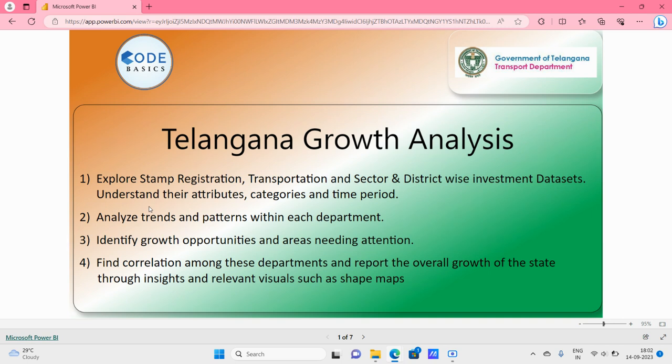So, from this, we can understand that we are going to visualize all the different data sets, which are transportation, stamp registration, and sector and district investments, into stunning visuals. So we will go to the first slide and see what are the different insights from the visuals we have got.